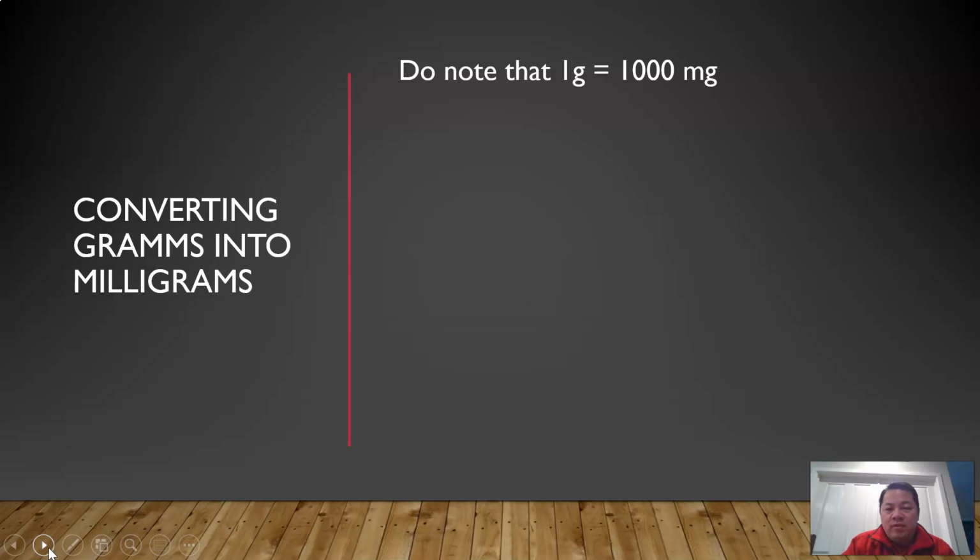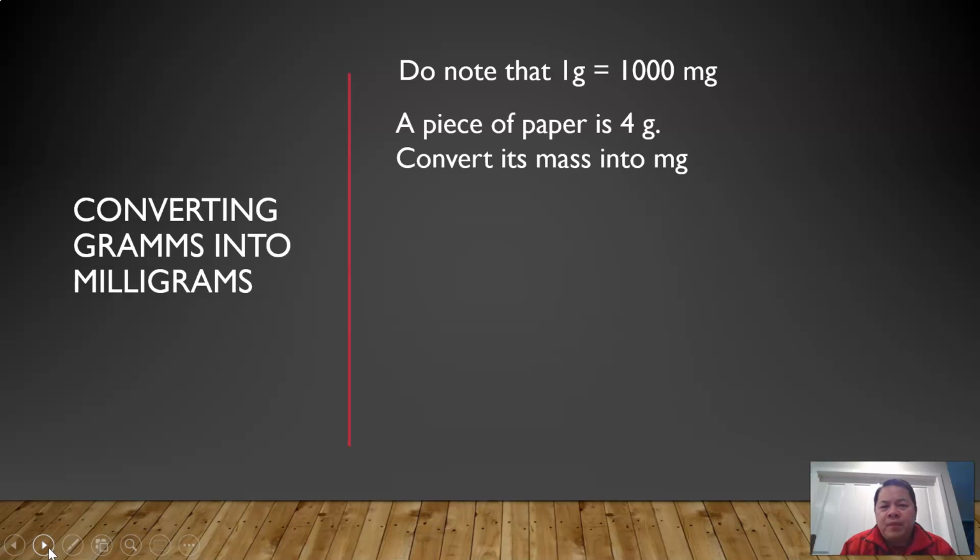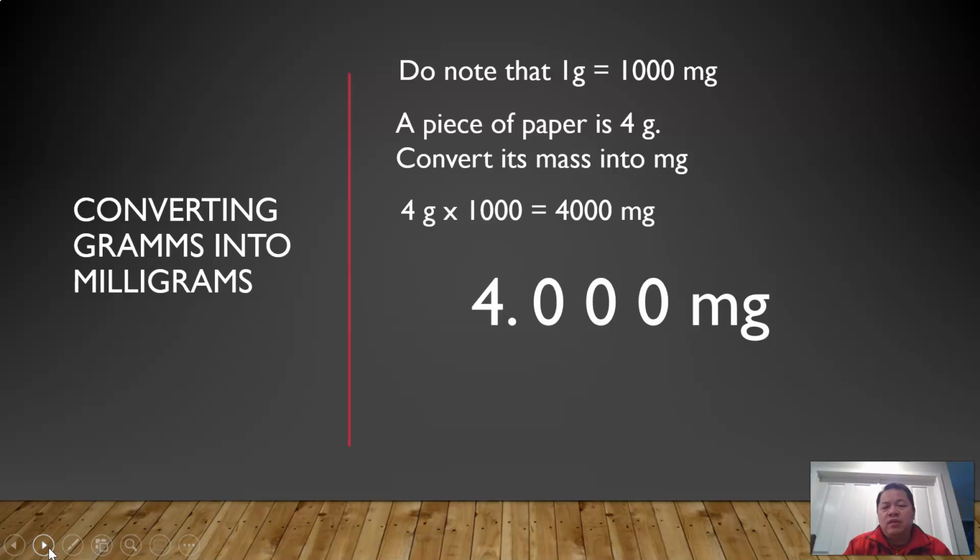So do know that 1 gram is 1000 milligrams. A piece of paper is 4 grams, and you want to convert it into milligrams. Again, it's from a bigger unit to a smaller unit, so you have to times 1000. Because there are 3 zeros in 1000, you move the decimal place 3 times to the right. That's how you get 4000 milligrams. So a piece of paper is about 4000 milligrams.